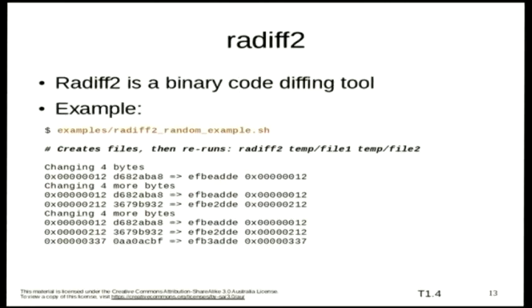So the next one is called radiff2, which is a binary diffing tool. There's already cmp in Unix, but this one adds some extra functionality that's useful for a reverse engineering context. I'm demonstrating this one with a shell script because I'm going to generate a random file and then change some data in it to illustrate the diffing tool. So you can run that and then look at the source code.